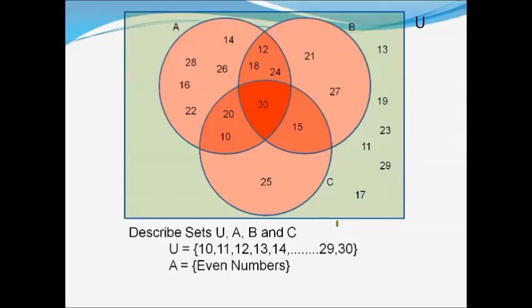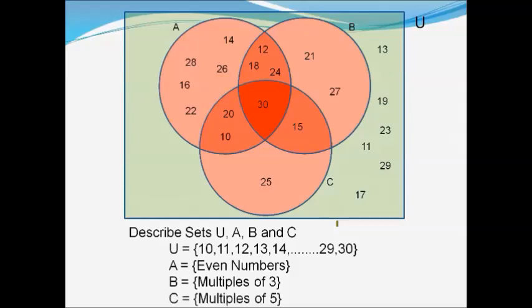Check again set A: all of the numbers inside set A are even numbers. So 10, 20, 30, 12, 18, 24, 14, 26, 28, 16, and 22 are all even numbers. What about set B? Set B is multiples of 3. 12 plus 3 is 15, 15 plus 3 is 18, plus 3 is 21, plus 3 is 24, plus 3 is 27, plus 3 is 30. That's how you describe set B.